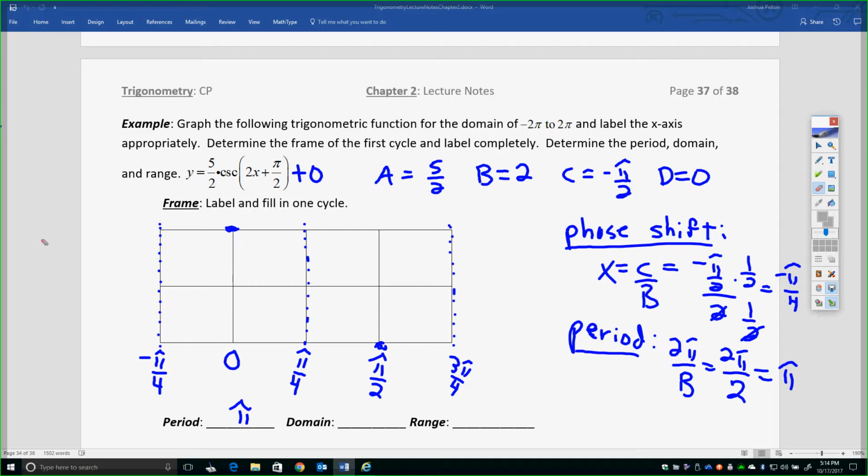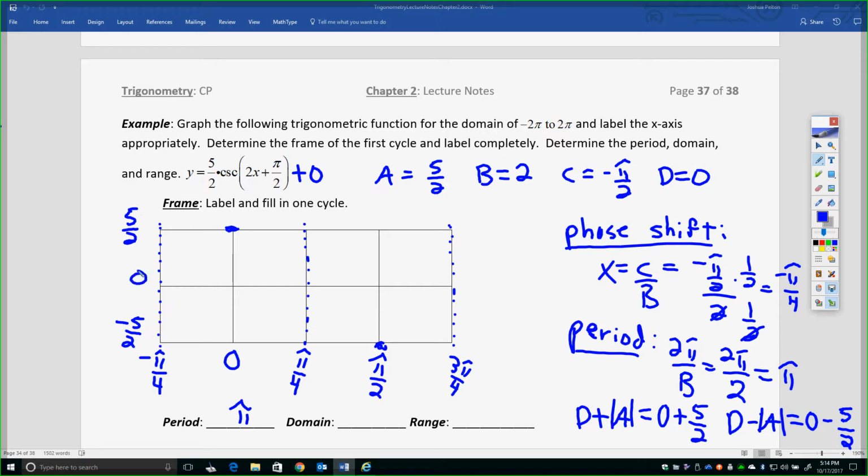Okay, let's do our y-axis. So our y-axis is d plus a and d minus a. Okay, d in this case is 0, so that makes no difference. And the a value is 5/2. So we get 5/2 and 5/2. That makes a very simple one here, of 5/2 and negative 5/2. So if I add them up and divide by 2, I get nothing. Okay, so now we can do our domain and range.